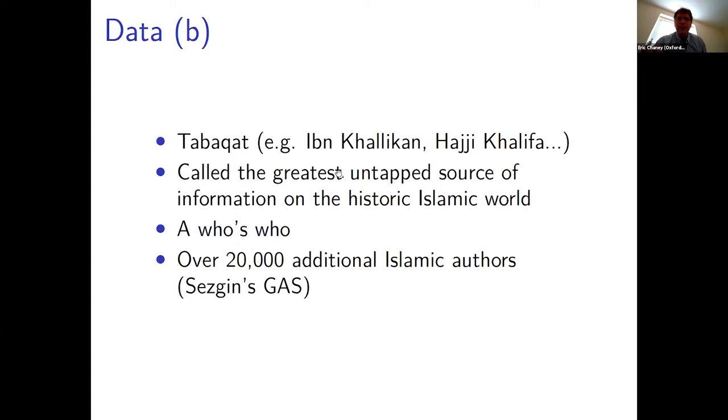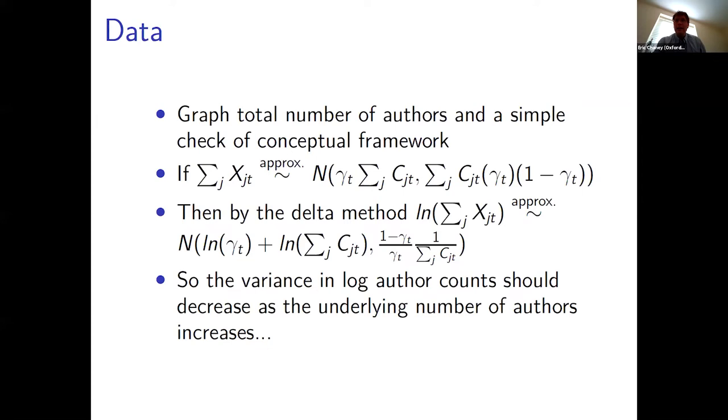To provide a graph of what this looks like for Europe, you can graph the total number of authors over time. This is a nice check of the conceptual framework. Recall that we assumed initially that the sum of authors should be well approximated by a normal distribution, with the observation probability times the total number of underlying authors as the mean. But if that's the case, then by the delta method, you take the log of this, you get the following. What I want people to focus on here is the variance. As the number of underlying authors increases, goes to infinity, what happens to the variance? Well, it goes to zero. So the variance in log author counts should decrease as the underlying number of authors increases.